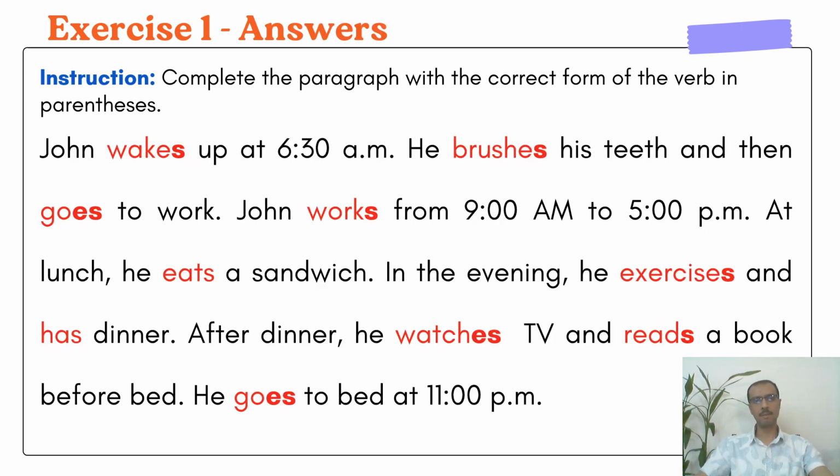Now check your answers. As you know, the whole paragraph is talking about John's daily routine. So John replaces he, which is the third person singular pronoun. So as you see here, all of the verbs take s at the end. So wakes up, brushes, goes, works, exercises, eats, and so on. All the verbs end with s. And here, for example, with has, we use has, not have. So this is the first part of the lesson, using the present simple for routines and habits.